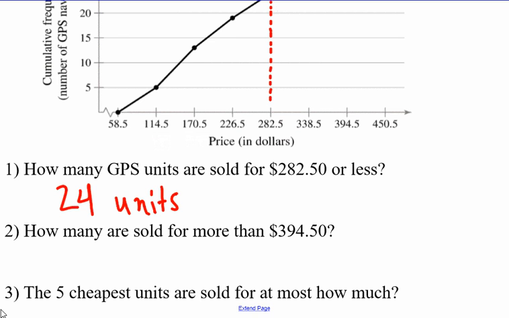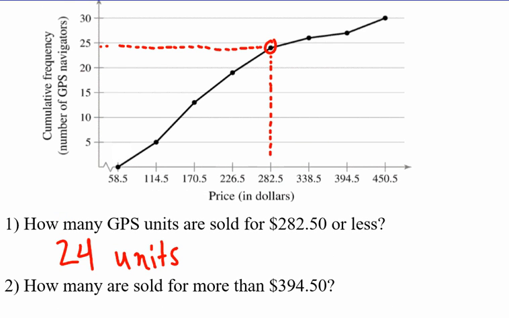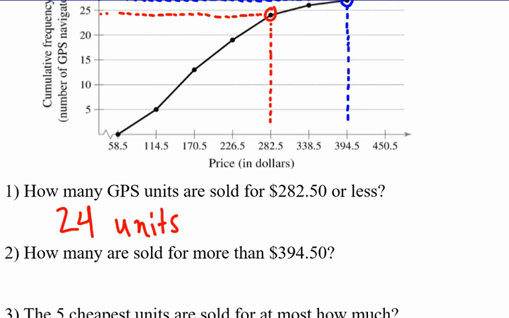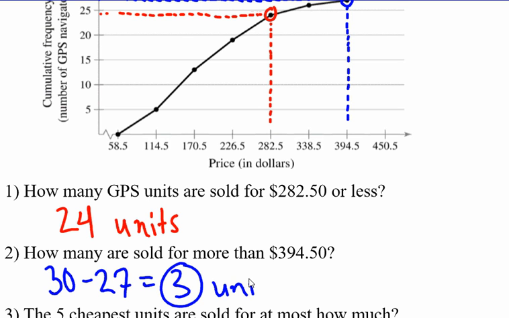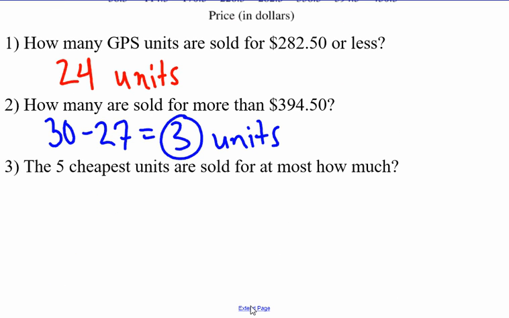Second question, how many units sold for more than $394.50? So that is this one right here. Again, going to have to estimate just a little, but it looks to be just shy of halfway between 25 and 30, which leads me to believe it's probably 27. So if I think about this, 27 of them sold for that value or less, which means there were 30 in total. So 30 minus 27 tells me that there were going to be 3 units that sold for more than $394.50.